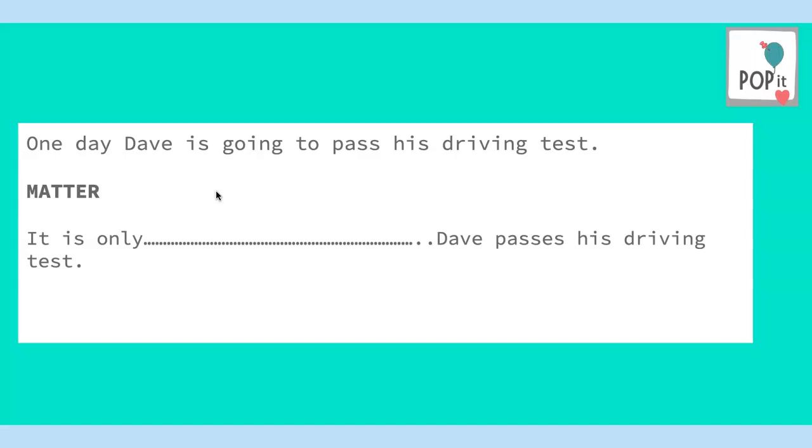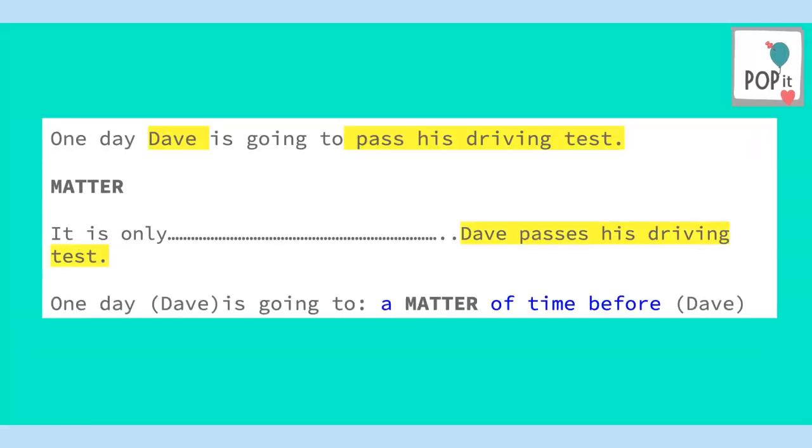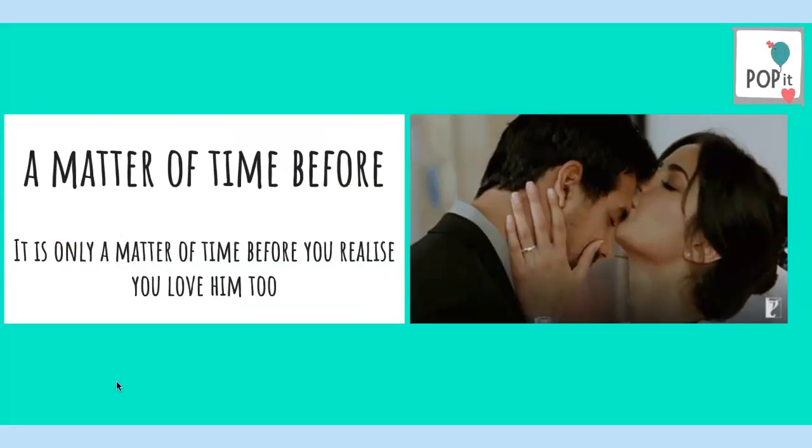One day, Dave is going to pass his driving test. It is only, this is a typical one, I'm sure you know it. Look, Dave is repeated and pass his driving test is more or less like passes his driving test. So it is only a matter of time before Dave passes his driving test. Good? Not so difficult, that one, right? A matter of time before. It is only a matter of time before you realize you love him too. Mariana.